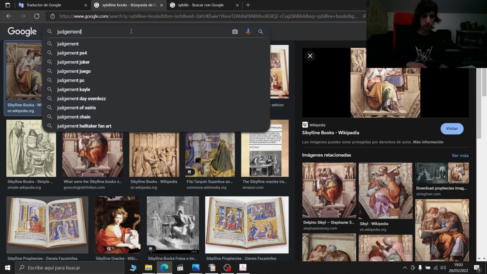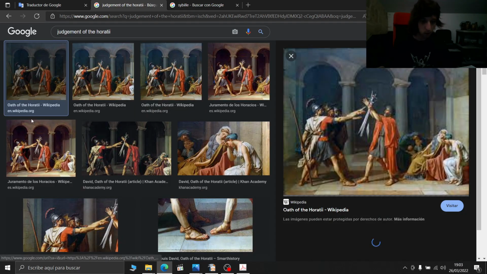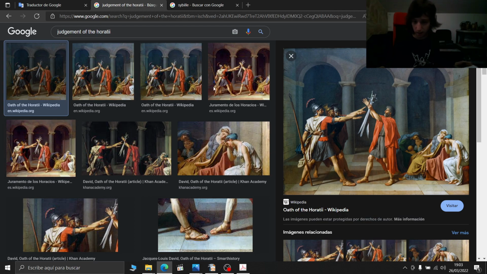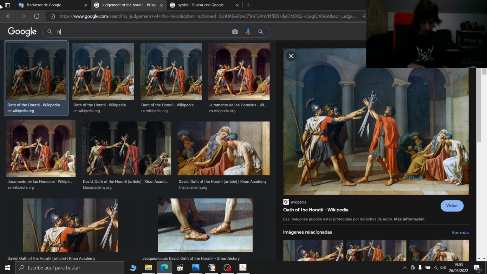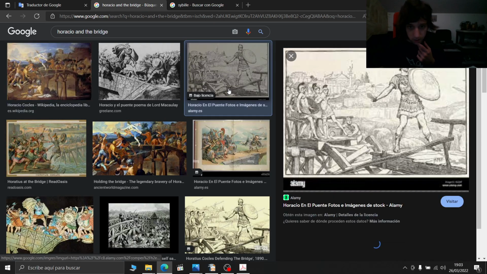Then there is also this painting, the oath of the Horatii, that is a dispute between Romans and Curiatii for Alba Longa. Just another story. There is another that is called, oh, and by the way, Horatius and the bridge. I think there was also a painting for this. Something like this.